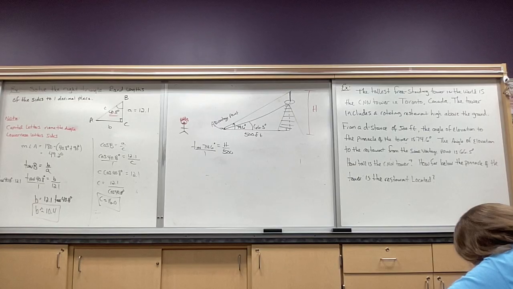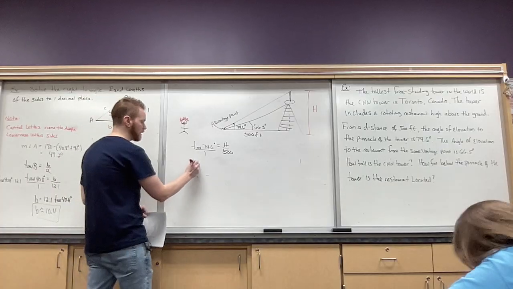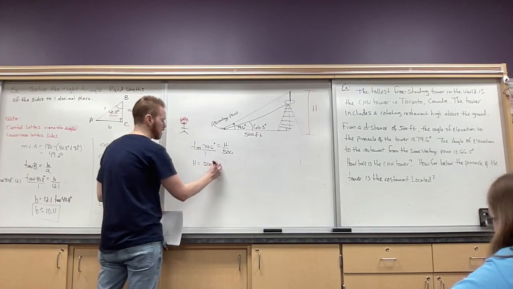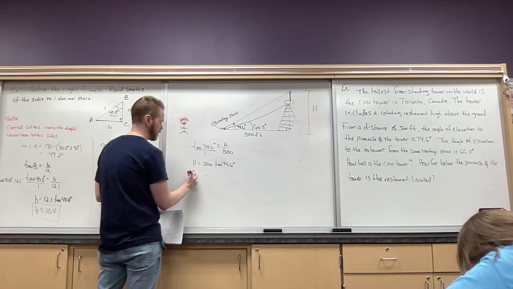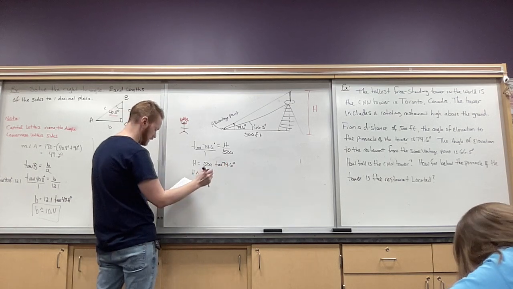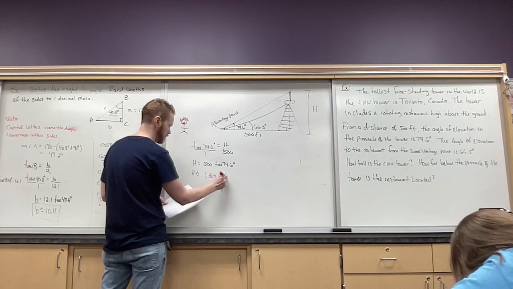The 66.5, we'll use that to find the difference between the pinnacle and the restaurant. Multiply both sides by 500 to get H by itself. And we get 1,815.2 feet.